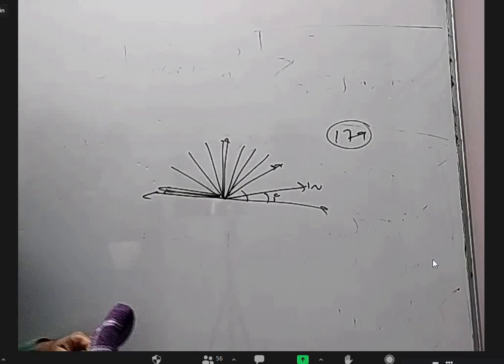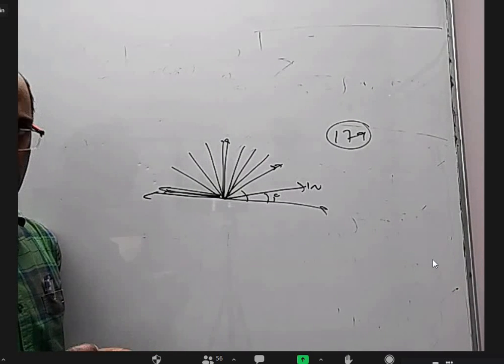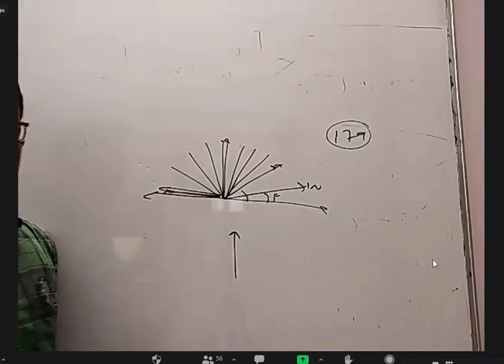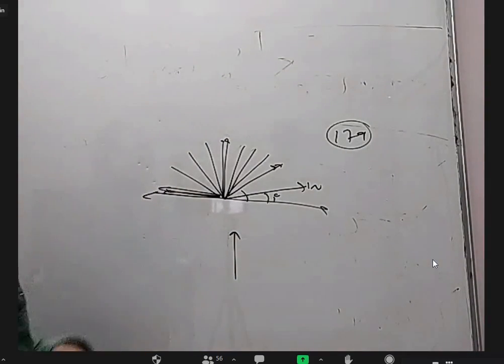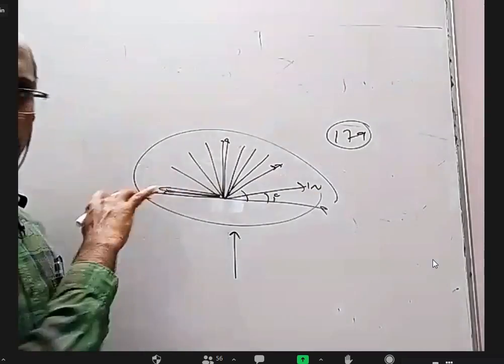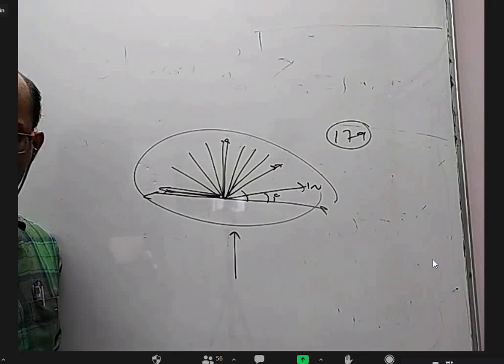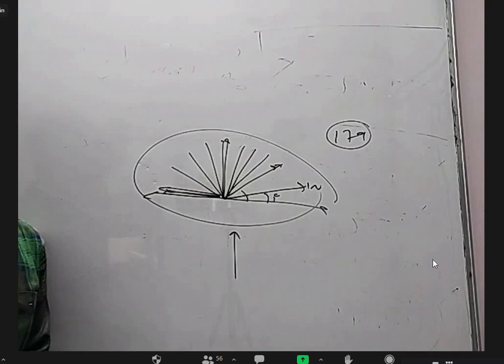What is the direction of the net force of all these? So 90 degrees, vertically upward, right? Correct. That means, if I find the horizontal components of all these vectors, the net horizontal component will be 0? Yes, sir.